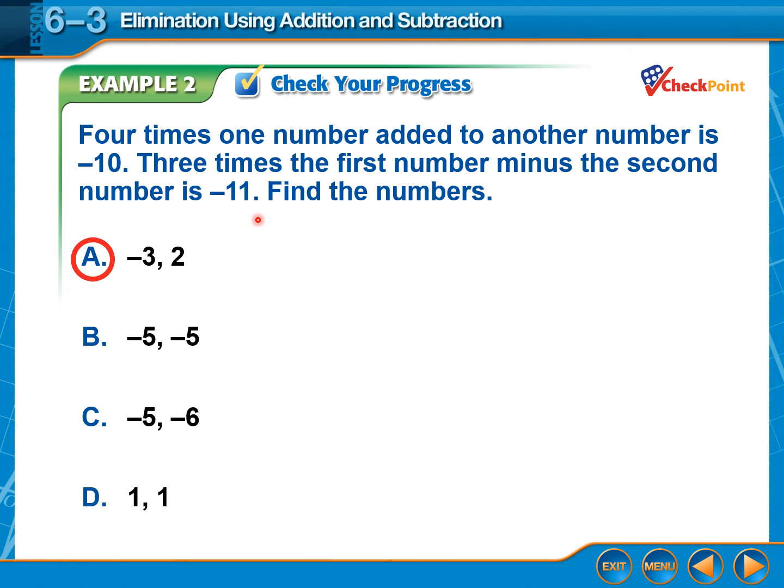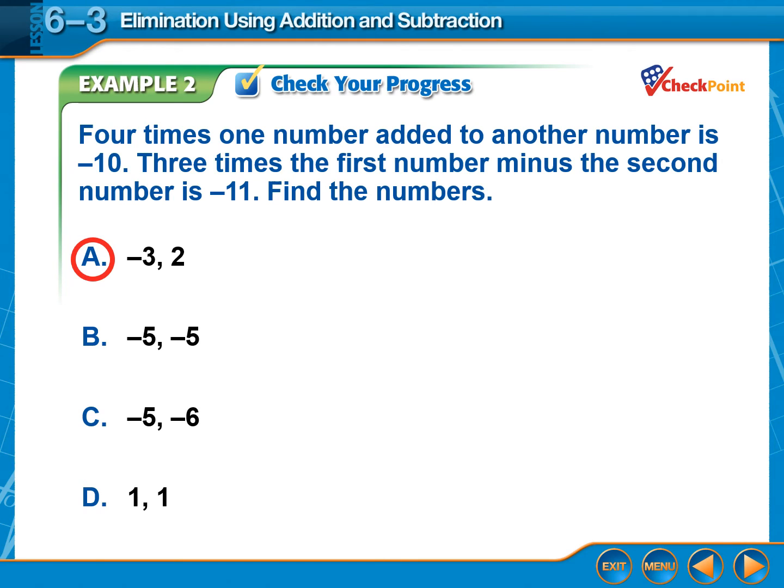All right, you should have gotten a solution of negative 3, 2. So how did we get that? Well, first we need to set up the two equations that we have. So what do we know? We know that we're dealing with two different numbers. Right? So one number can be x and one number can be y.